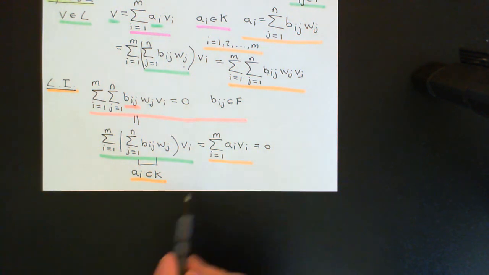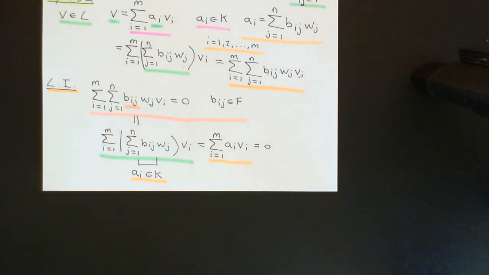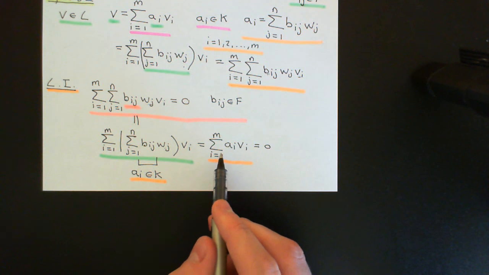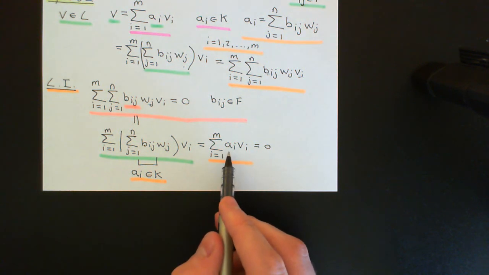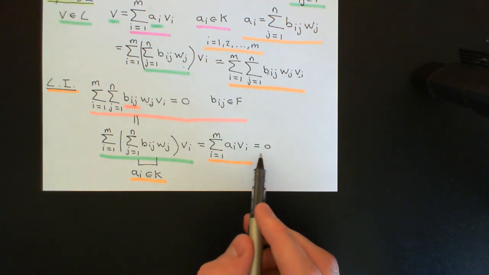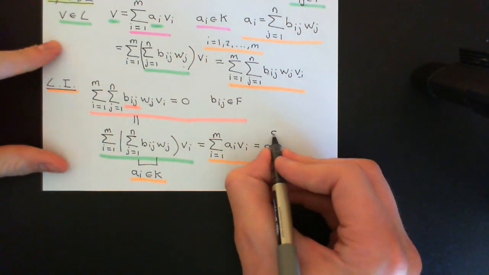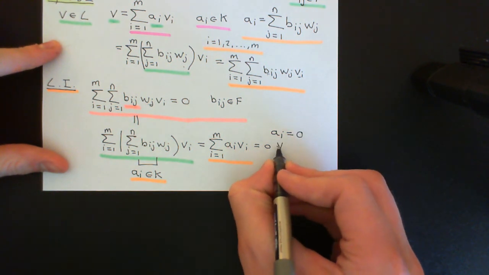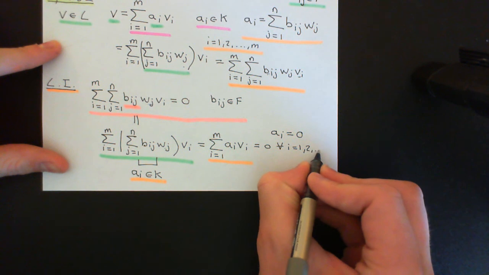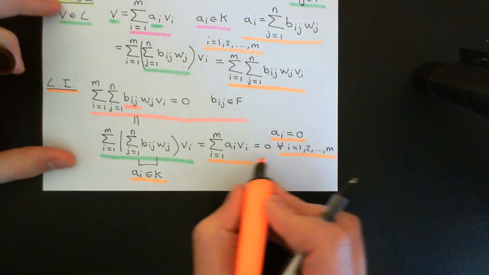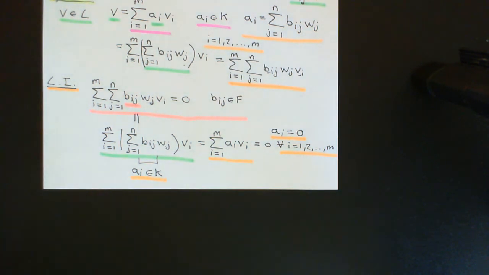Now, because the set v1, v2, all the way up to vm was a basis for the largest field L over the intermediate field K, then we know that the only way that you can take a linear combination of those basis vectors and get 0 is if all the coefficients are equal to 0. So now what I can conclude is that ai is equal to 0 for all i equals 1, 2, all the way up to m, because otherwise it wouldn't be true that those basis vectors v1, v2, all the way up to vm were linearly independent.